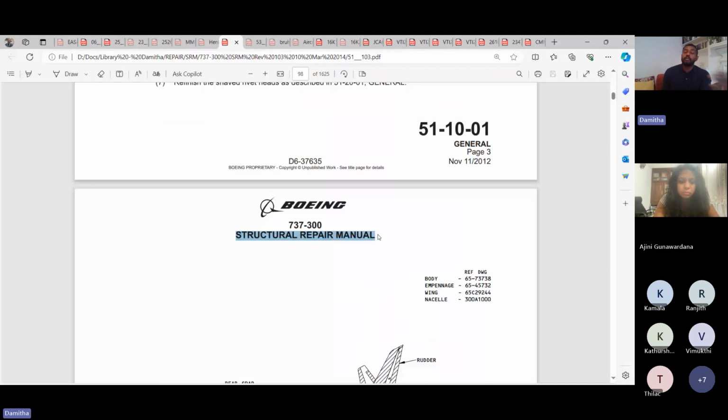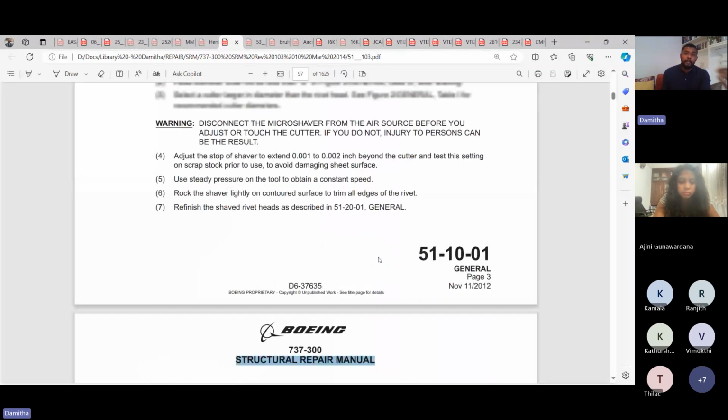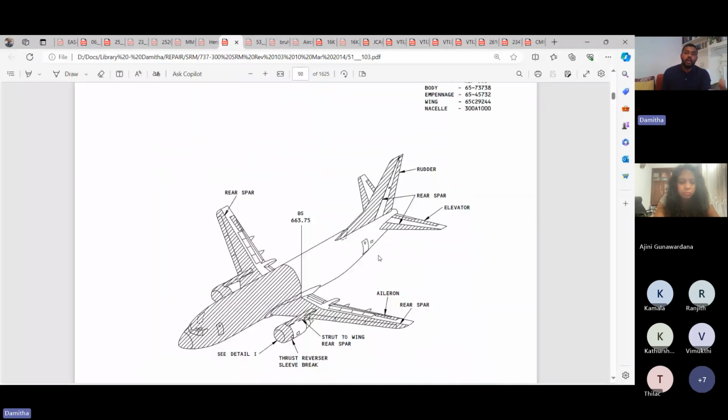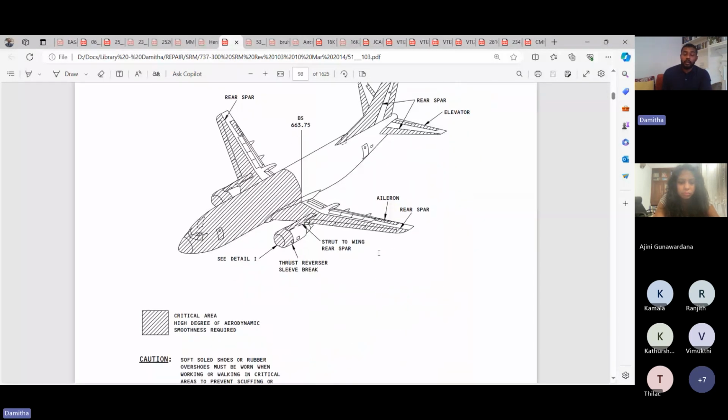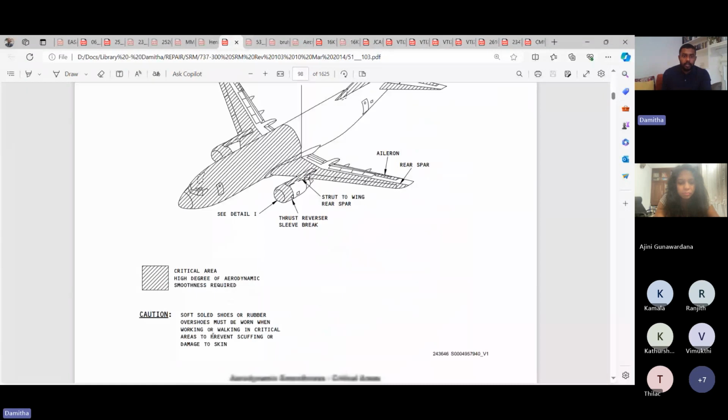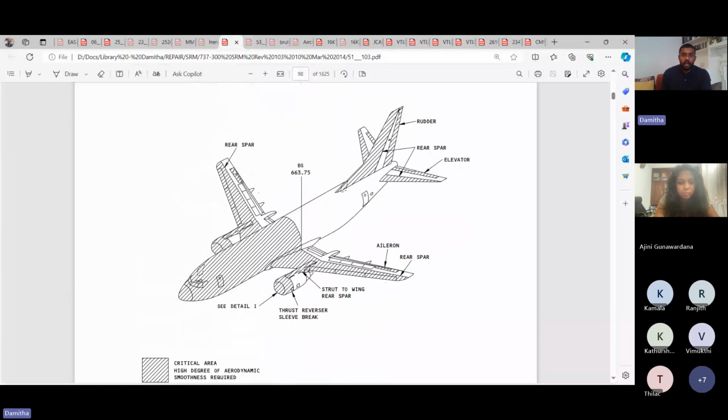So this is the second most important document used in aviation. This is again the first chapter of that. It shows what you can do and can't do in an aircraft when there's a damage. If you can see this, the areas hatched here are considered aerodynamically critical areas.